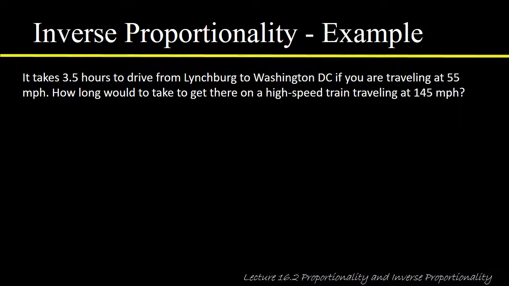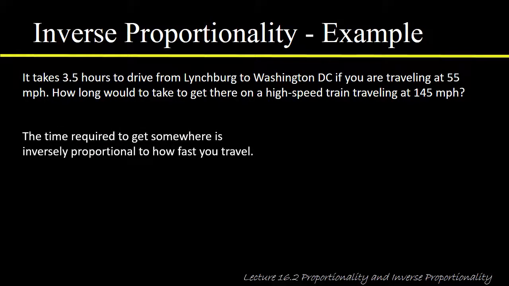So here's a simple inverse proportionality example. It takes 3.5 hours to drive from Lynchburg to Washington, D.C., traveling at an average speed of 55 miles per hour. How long would it take to get there on a high-speed train traveling at 145 miles an hour? Well, I hope it's intuitively obvious that if you're traveling twice as fast, you can get there in half the time.